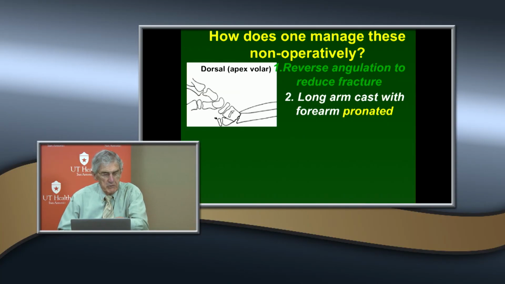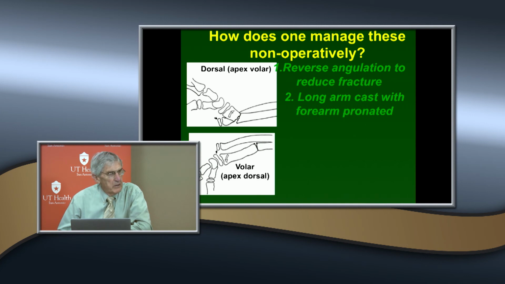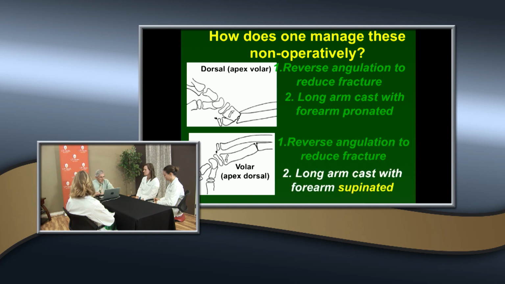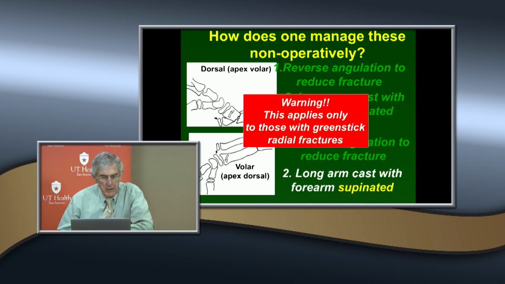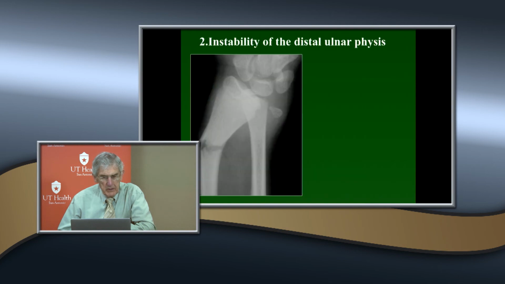But this one, since you need to control rotation, you do need to put it in a long arm cast for rotation. This one, how are you going to put it? Well, it's reverse angulation, so you put it in a long arm cast with the forearm supinated. But that's only if it's a greenstick radial fracture, because with a greenstick radial fracture, what is it? It is usually length stable. So the intact cortex maintains the length.